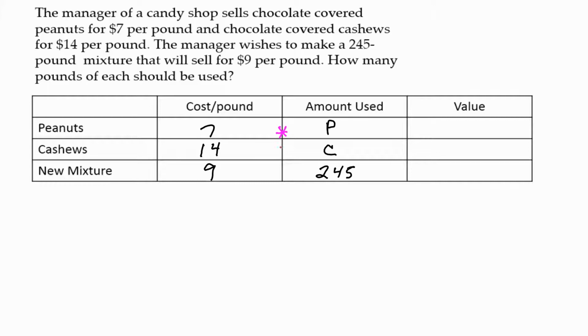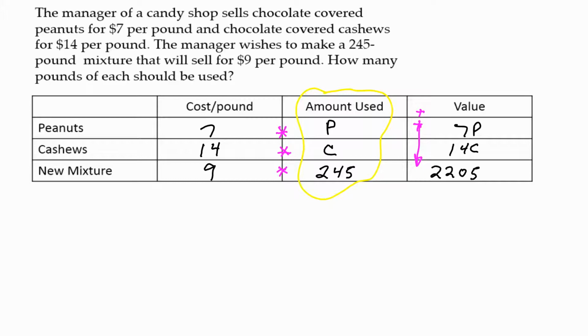applications, we multiply going across and we add going down. Put that plus up here. So to work across, we get 7p, 14c, and then 9 times 245 is 2205.